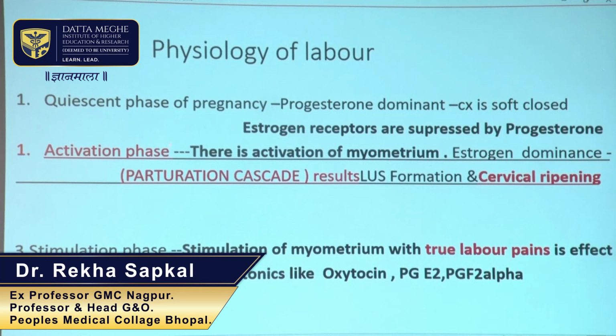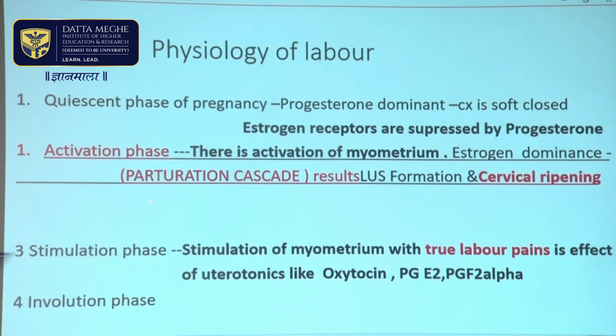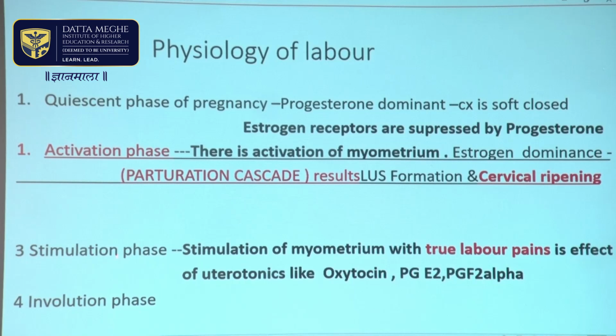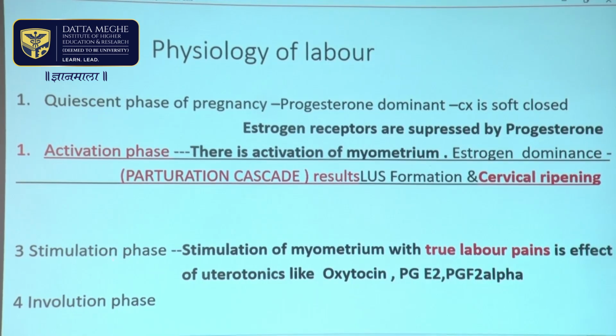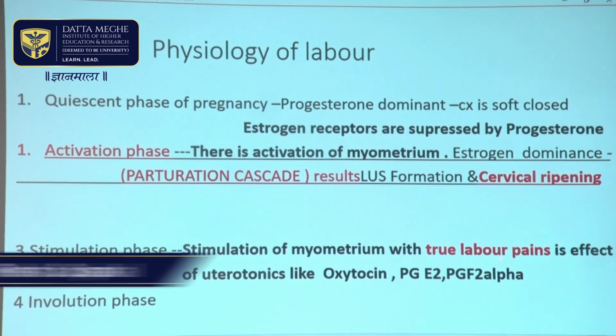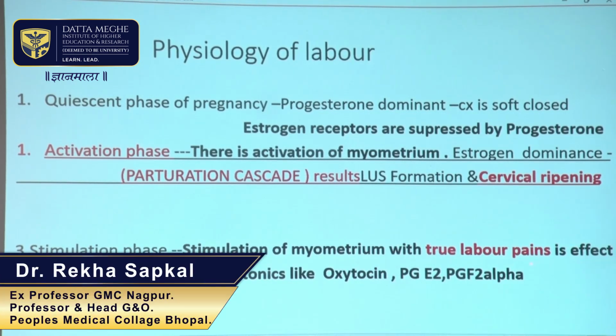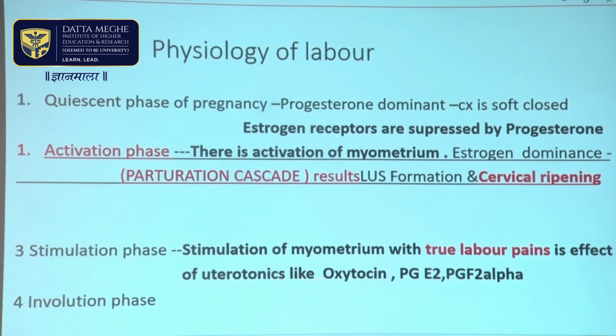This phase, activation phase, is seen approximately 8 weeks prior to the onset of true labor pain. So, in the activation phase there is a chance of sometimes the patient may report with the false labor pains also. Next, the third phase is the stimulation phase, where there is stimulation of myometrium and onset of true labor pain. This stimulation phase is due to uterotonics like oxytocin, prostaglandin E2 and prostaglandin F2 alpha.